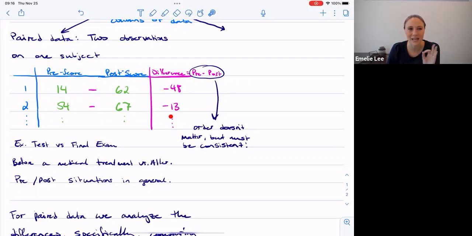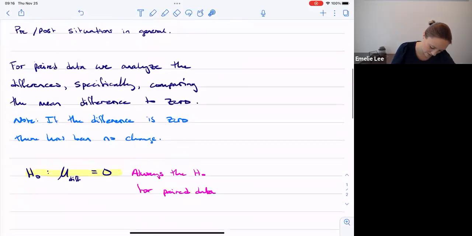Okay, so it depends on how you calculated the differences, right? Because if I had done post minus pre, then these values would be positive. Then I would want to check, is the mu diff greater than 0 for the same question? So it depends on how you calculated the difference.